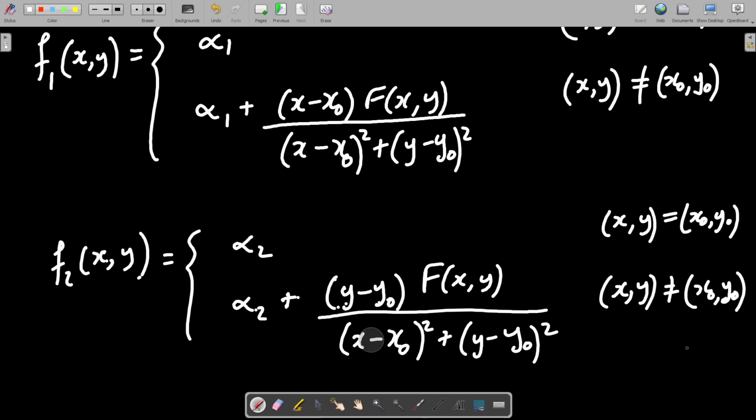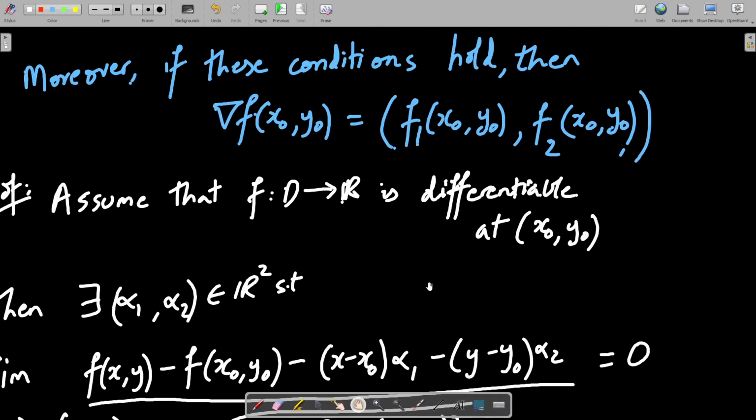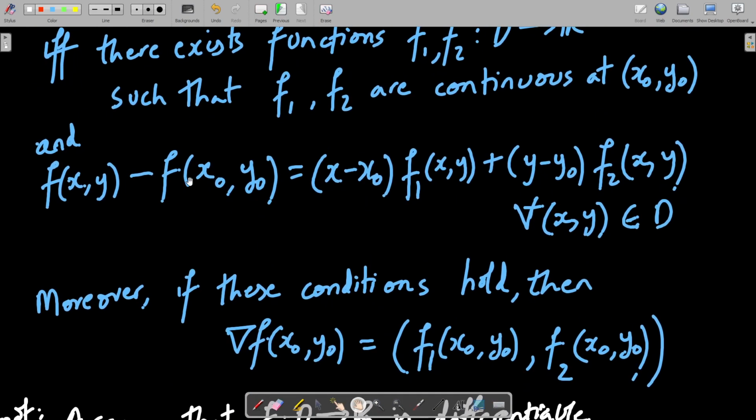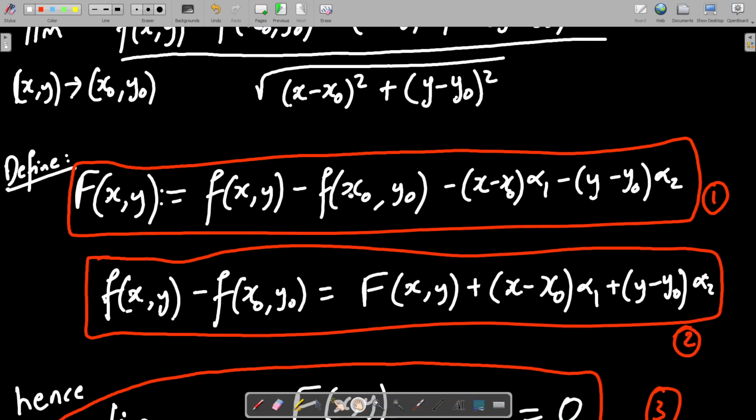So my task is now to show that these two functions which I have written down here actually satisfy what I have required: the conditions in the theorem and the fact that f1 and f2 should be continuous. What is the condition in the theorem? Just read the statement over there, that f1 and f2 have to satisfy this equality over here, that f of xy minus f of x naught y naught should be equal to this. Clear? So we have to do this.